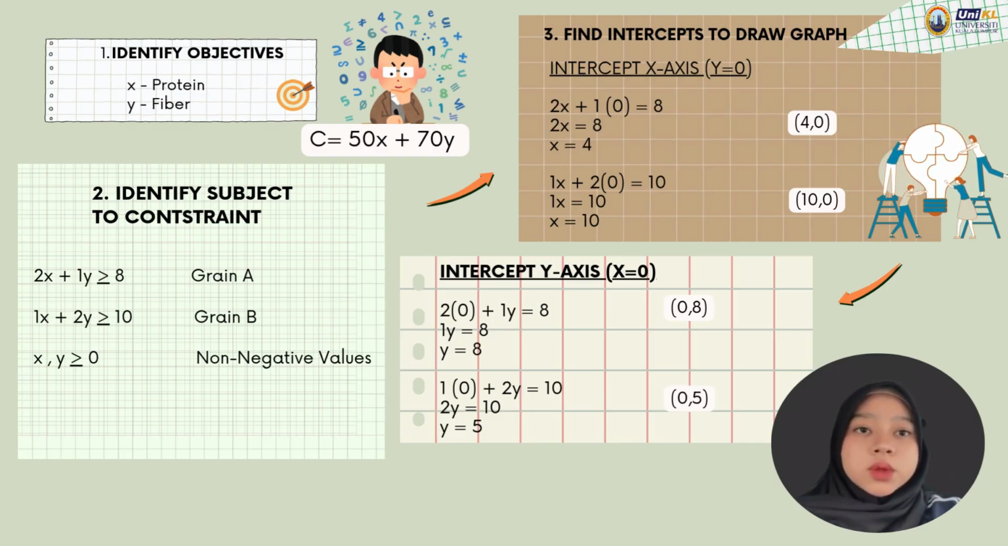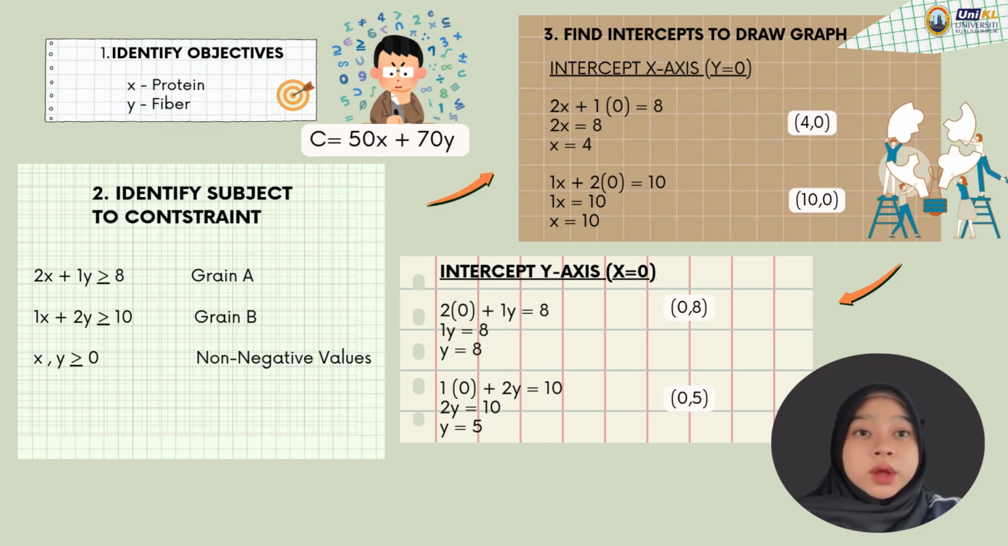So first, we need to define what we're trying to achieve in this problem. The goal is to minimize cost. We are using two types of grain. X represents the number of kilograms of grain A, and Y represents the number of kilograms of grain B. So the cost equation is 50 times X plus 70Y. So the objective is to minimize 50X plus 70Y. This is our objective function, which means we want to make this cost as small as possible.